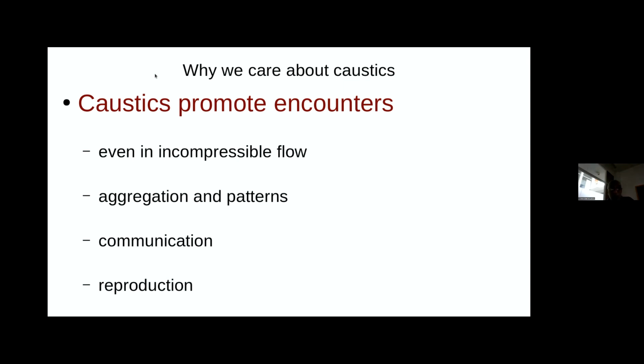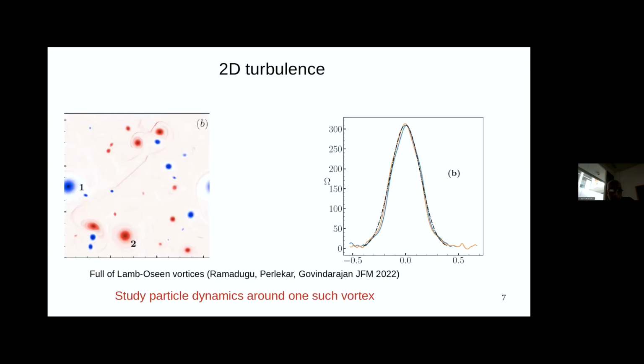So in interacting particle systems, whether living organisms or something else, we're interested in aggregation patterns, maybe communication, maybe reproduction, and so forth. So the case we decided on for comparison is caustics in very simple 2D turbulence, which is the work of Ramanujan, Perlekar, and Govindarajan recently. If you look at the flow fields of 2D turbulence, it's full of these Gaussian vortices called Lamb-Oseen vortices. And they studied the inertial particle dynamics around one such vortex.